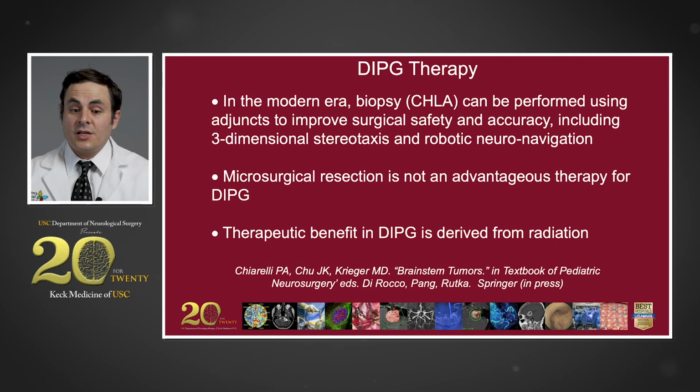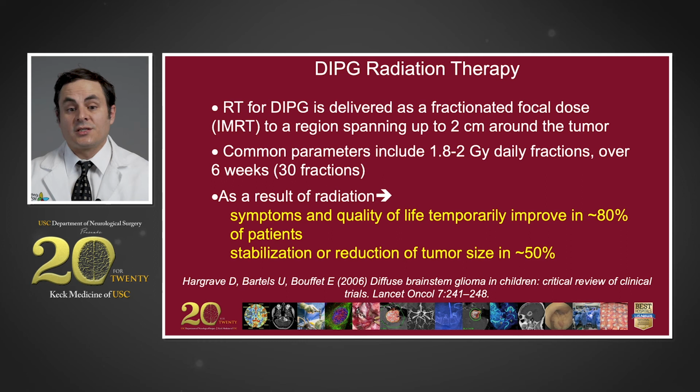Radiation therapy for DIPG is delivered as a fractionated focal dose, intensity-modulated radiation therapy, to a region spanning approximately 2 centimeters around the tumor. Common parameters for radiation therapy include 1.8 or 2 gray daily fractions over a course of 6 weeks, which makes up 30 fractions. And as a result of radiation, symptoms and quality of life do temporarily improve in approximately 80% of patients, and a stabilization or reduction of tumor size occurs in approximately 50%.